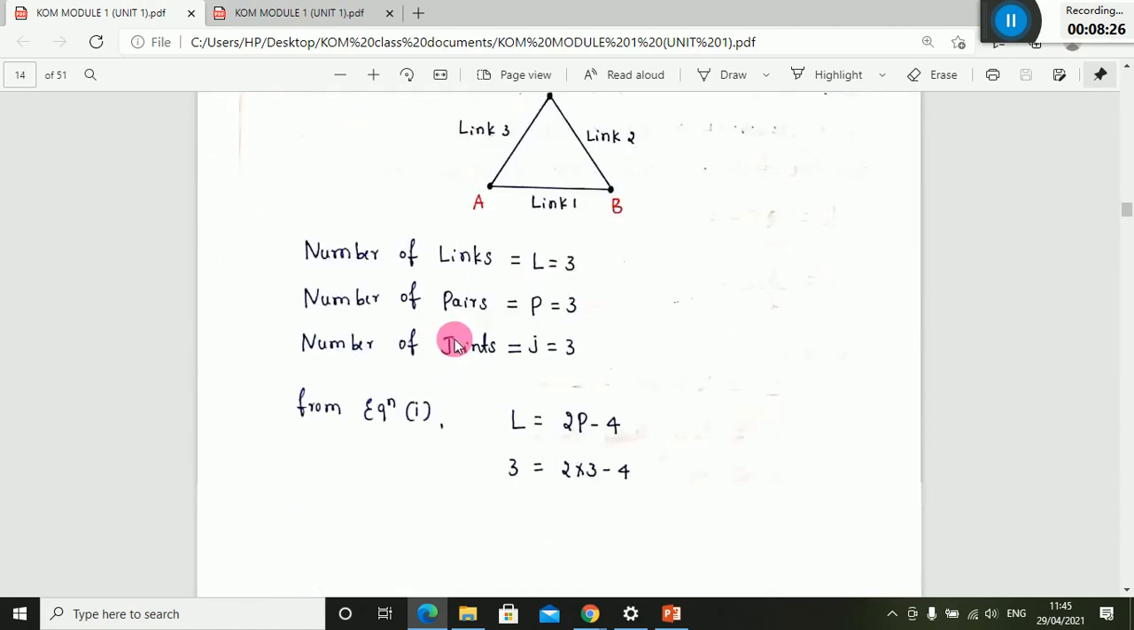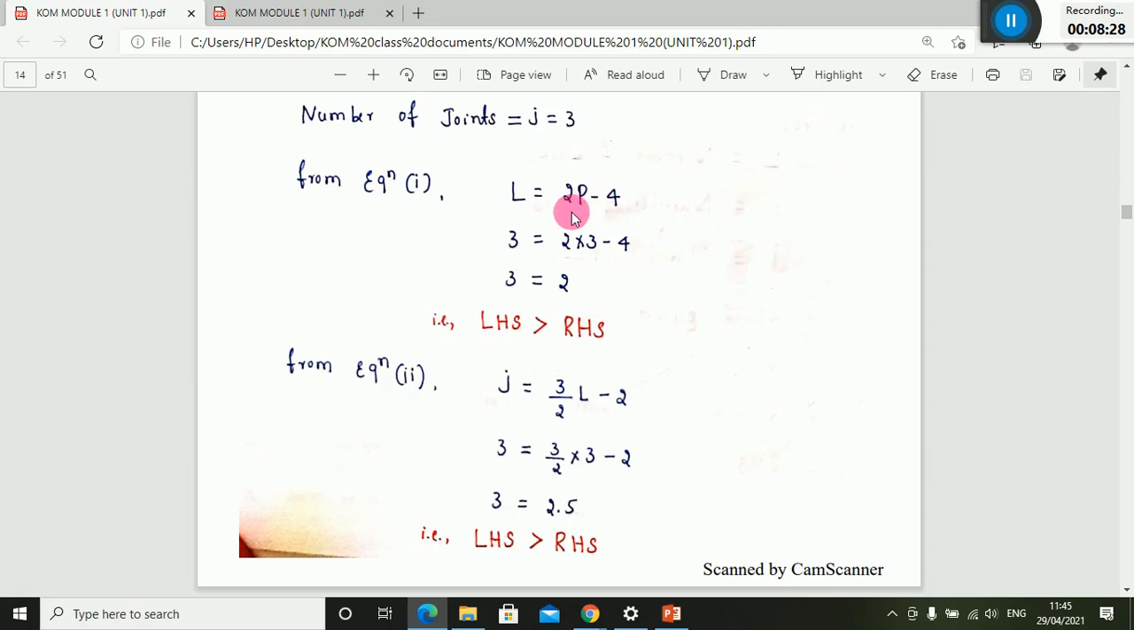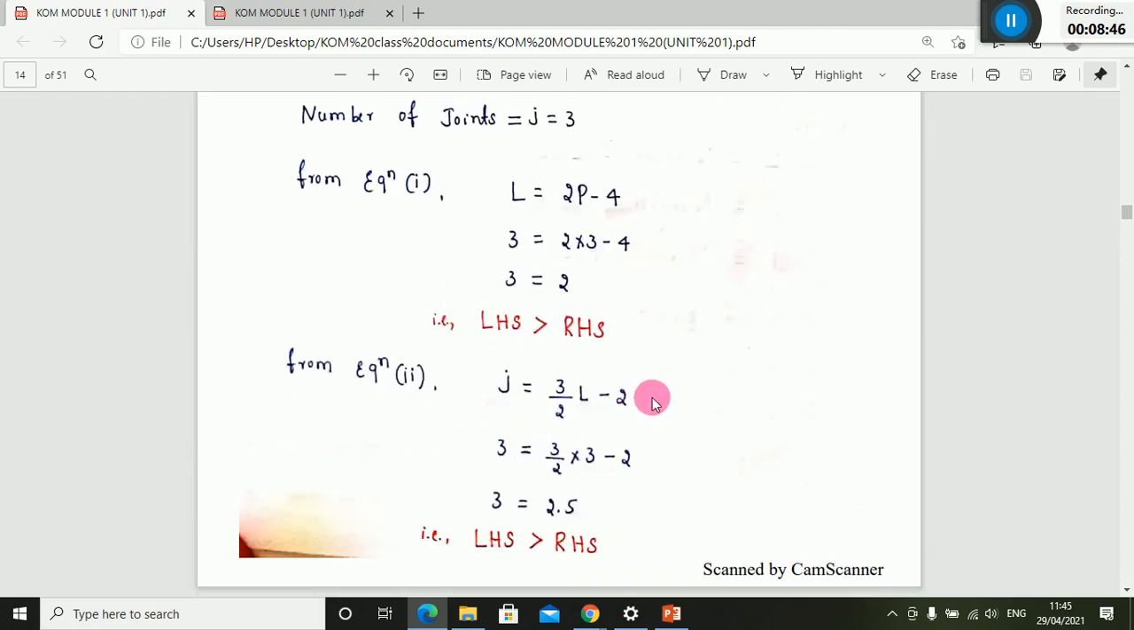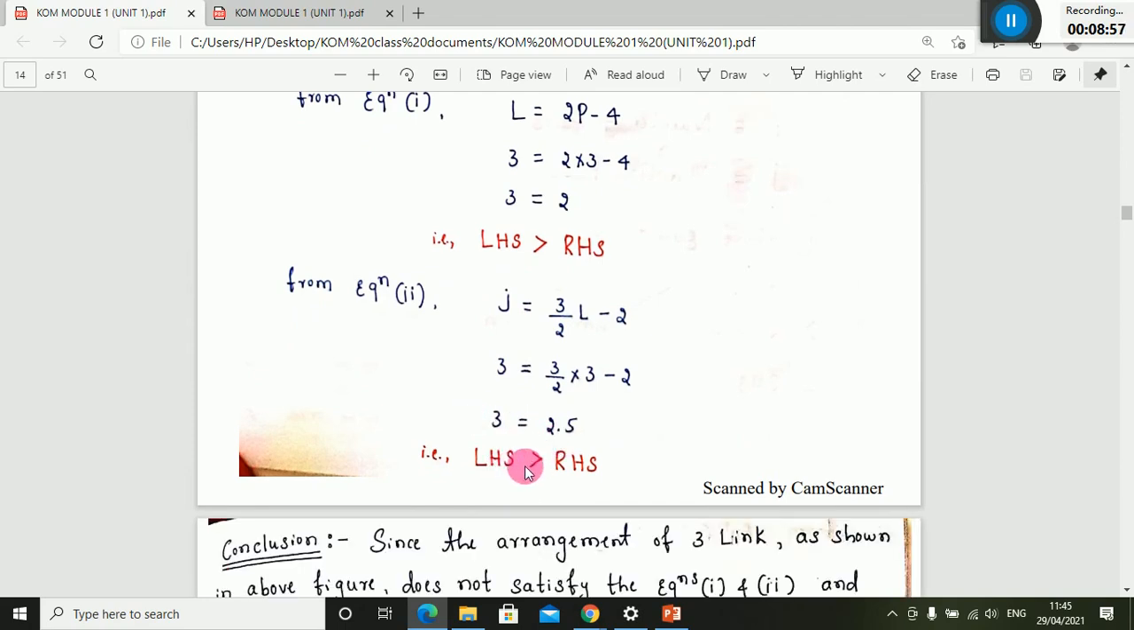Not only one condition satisfied while the other is not. First, I'll check the first condition, L equal to 2p minus 4. The number of links is 3 and the number of pairs is 3. Substituting all the values, I get 3 is equal to 2. It means the LHS is greater than RHS. Similarly, I'll try the second condition, J equal to 3 by 2 L minus 2. After substituting the number of joints and links, again the LHS is greater than RHS.